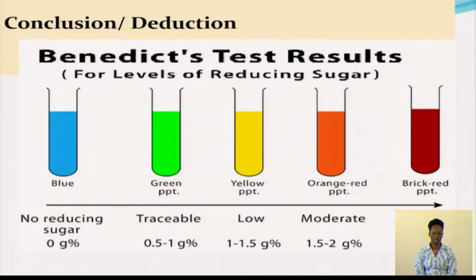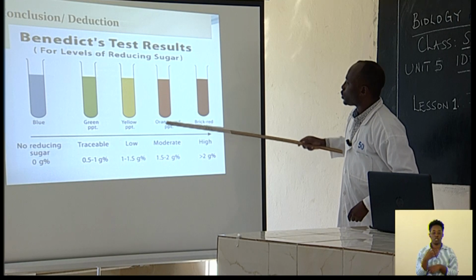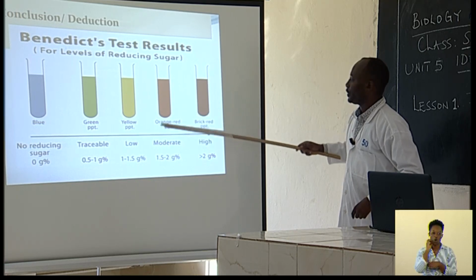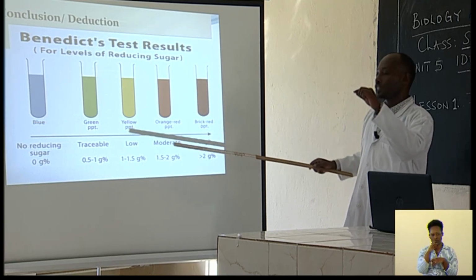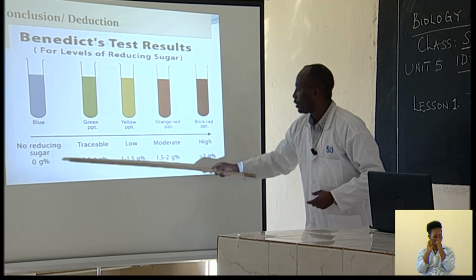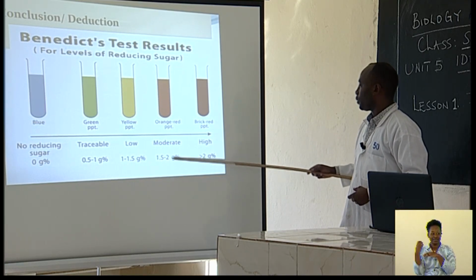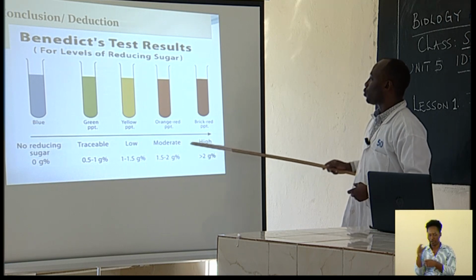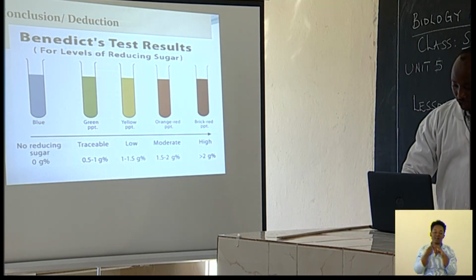Here I have something that can summarize everything. We have blue, which is the Benedict's solution. It changes into green, to yellow, and finally to orange. We call it moderate orange, because it depends on the concentration of glucose. When the concentration of glucose is very low, as you can see, there is zero concentration, 0.5, 1.5, then 2 grams. As you increase the concentration, the change of the color increases.